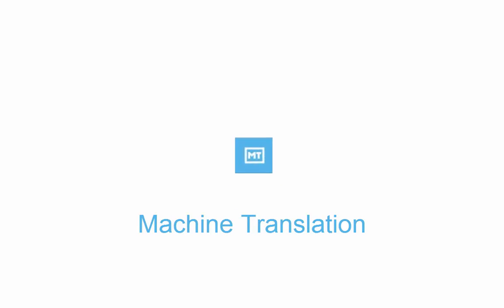The pre-translation icon, third on the left, will, as its name implies, allow you to pre-translate your document. This feature is still being developed and therefore not yet in production. The machine translation feature allows you to select the default machine translation provider.